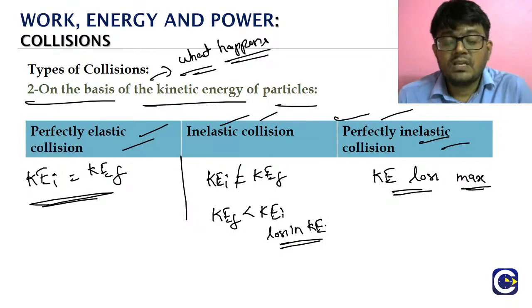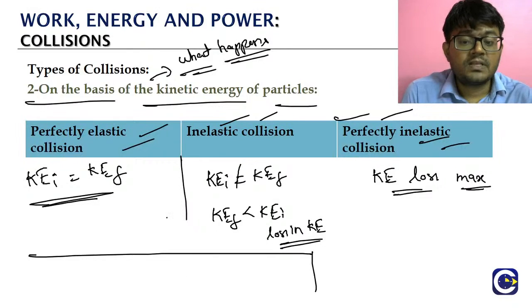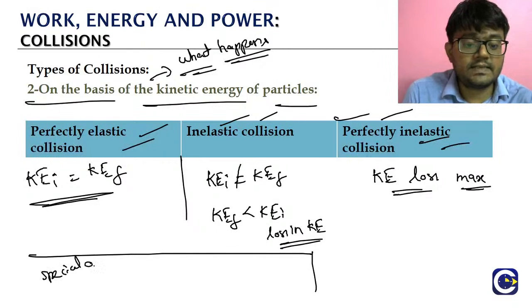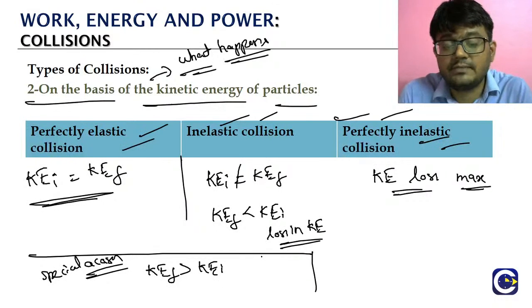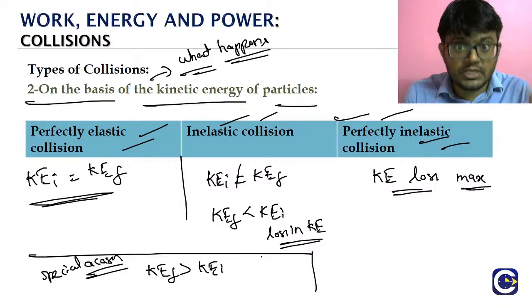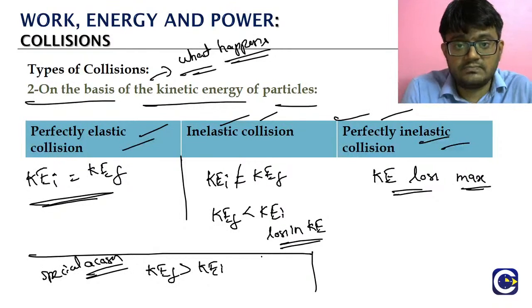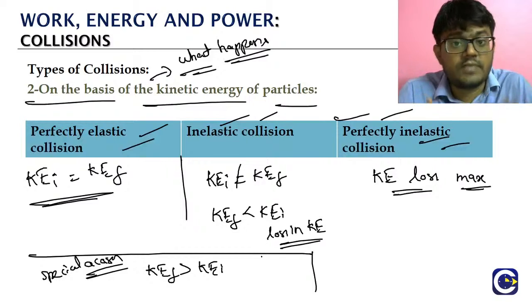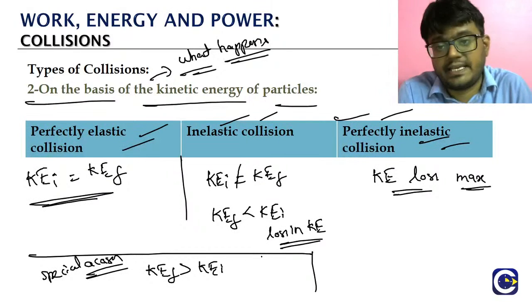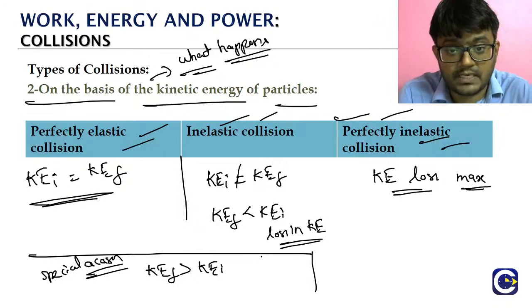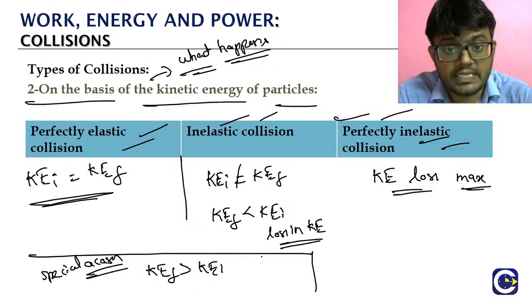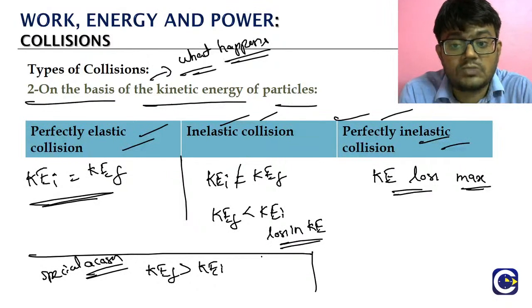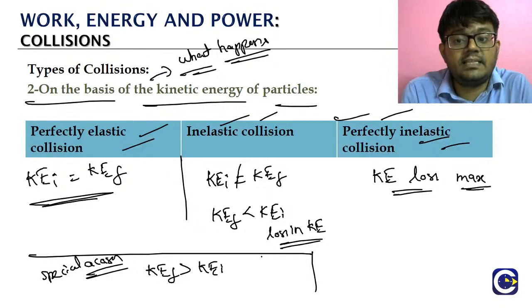Okay, so in an inelastic collision, we said generally the final kinetic energy will be less than the initial, but we can also have some special cases where KE final may be more than KE initial. For this, what should happen? During the collision, some of the object's internal energy, maybe in the form of chemical energy or something, should come out in the form of kinetic energy. Then only the final kinetic energy will be more than the initial. But otherwise, generally when we talk about inelastic, the final kinetic energy will be less than the initial kinetic energy.